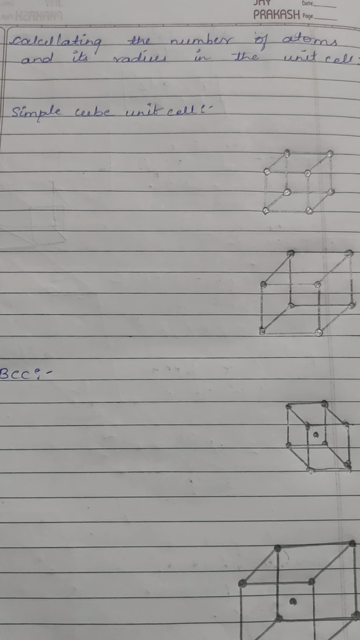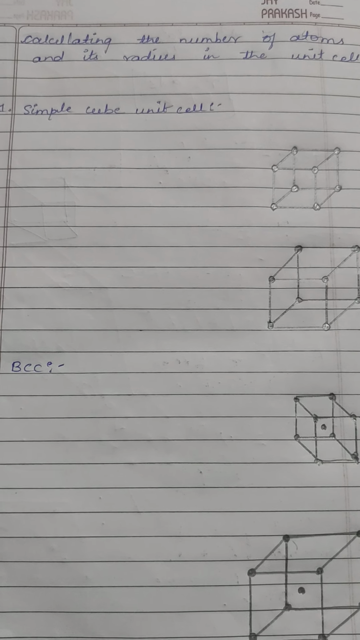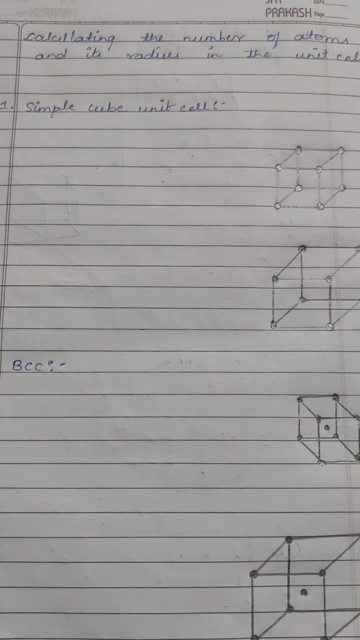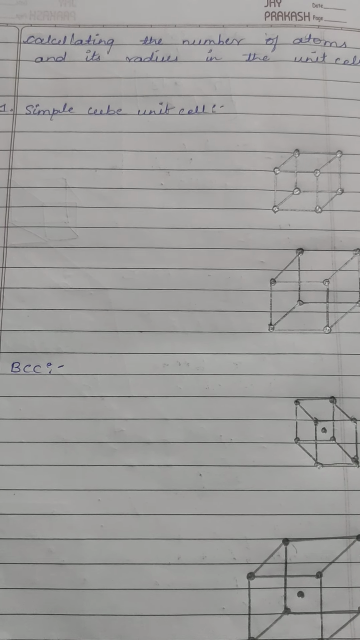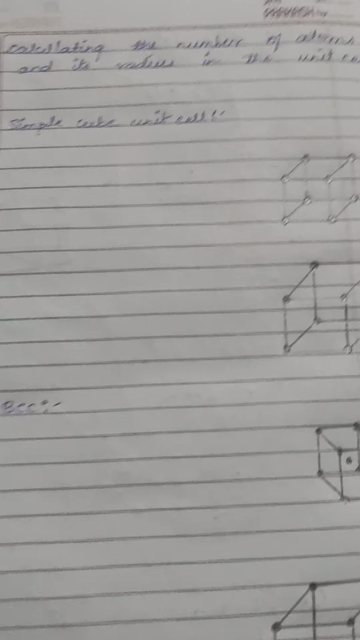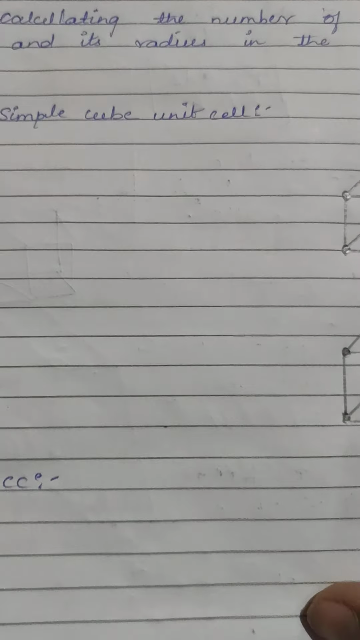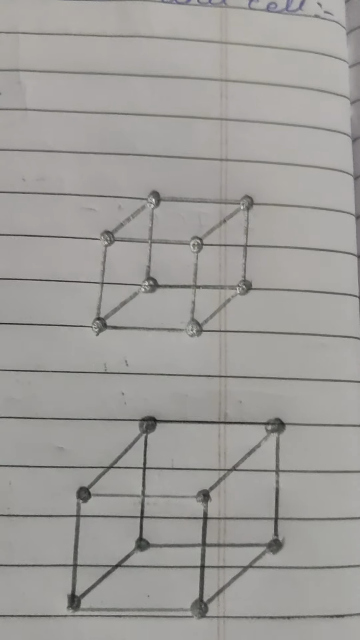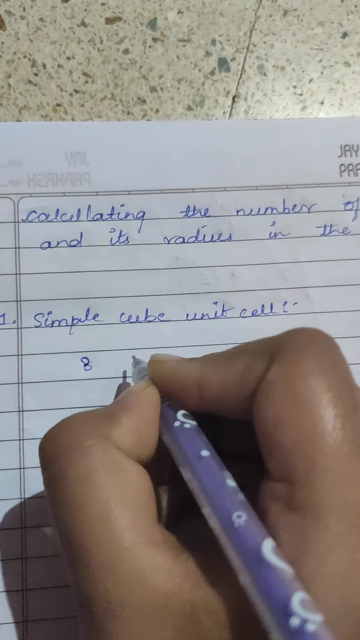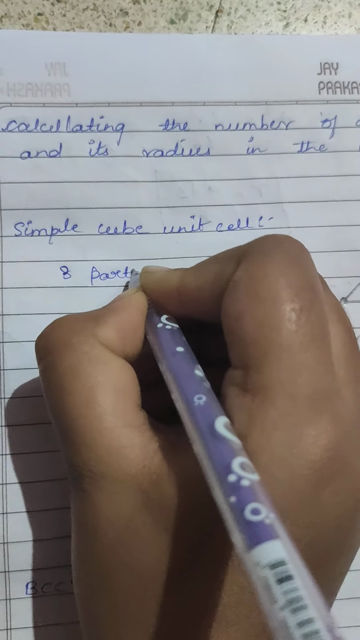We know there are 4 types of unit cell, that is simple cube unit cell, body centered unit cell, face centered unit cell and end centered unit cell. Let's learn the number of atoms and radius present in it one by one. First one is simple cube unit cell. This is a simple cube unit cell. In this, there are 8 particles present.